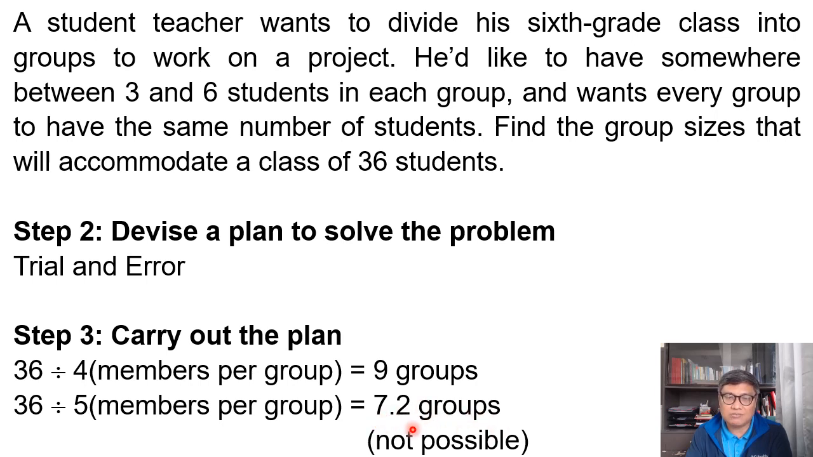This is not possible because there is no such thing, class, as 0.2 of a group. In other words, I will be having 7 groups, but there is only one group that has only one member. Kawawa naman siya, class. So this will not be possible. So the only solution that we have is 4.